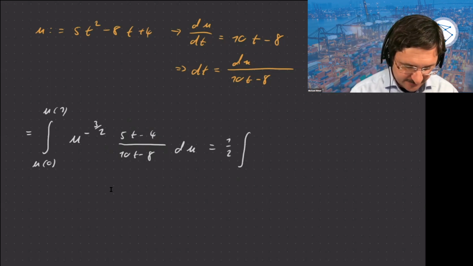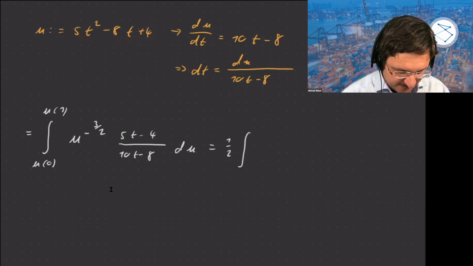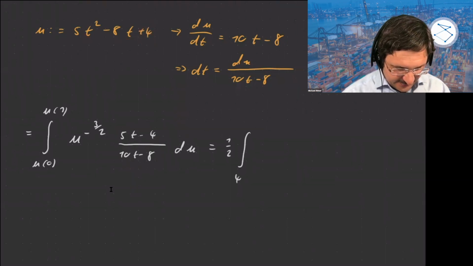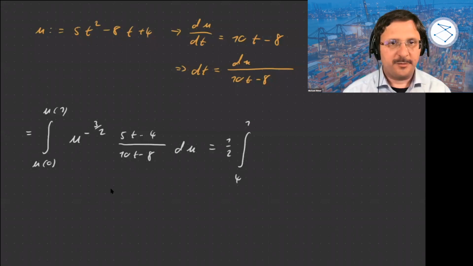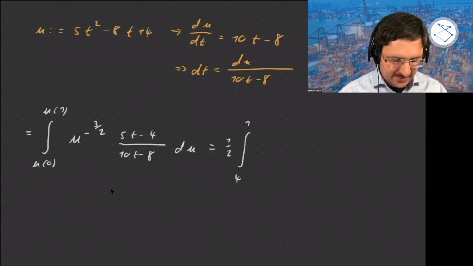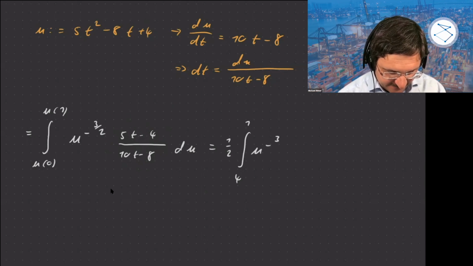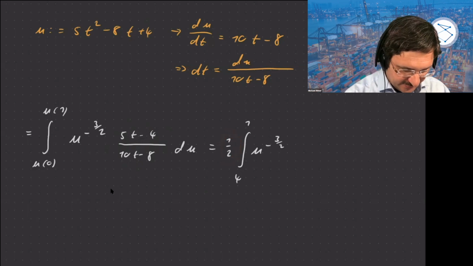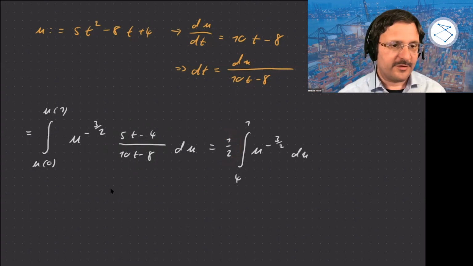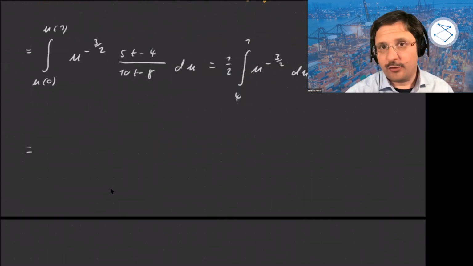Right? So what we get is 1/2 times the integral. Let's see, u of 0. If we substitute in 0 in here, we get 4. So lower bound is 4. U of 1, that's 5 minus 8 is -3, plus 4 is 1. So upper bound is 1. Then we have u to the power of -3/2. We already took out this 1/2 here, so that's all that is left in the integral. And that integral we can compute.